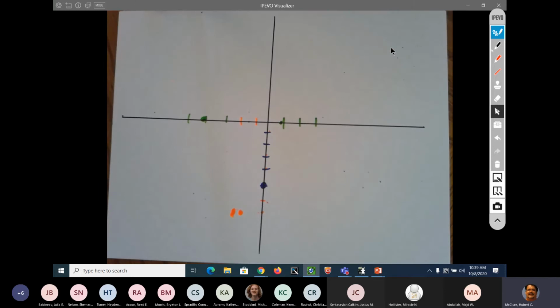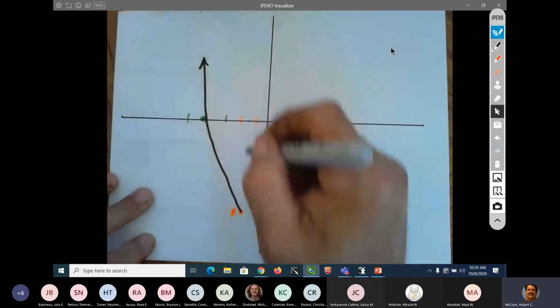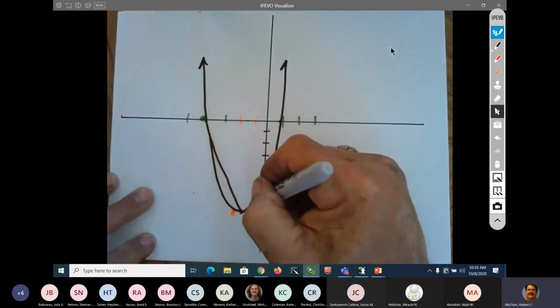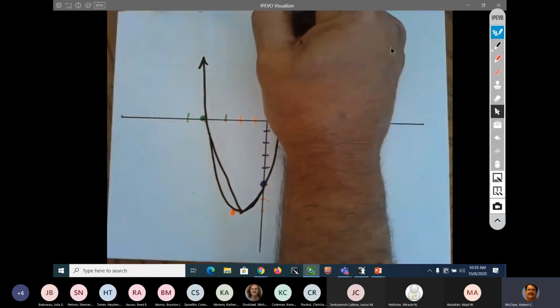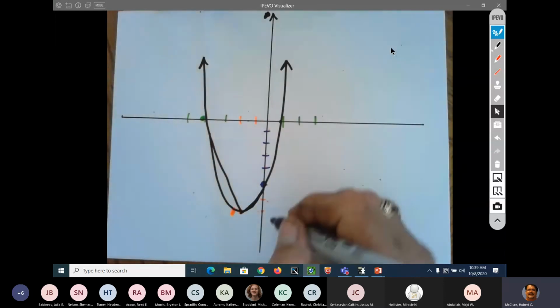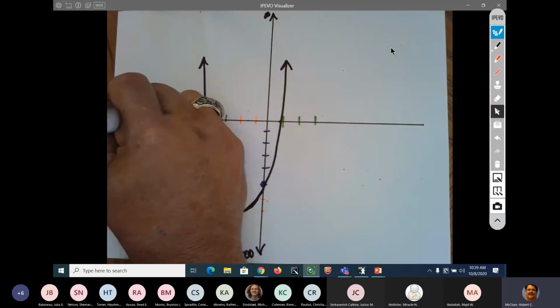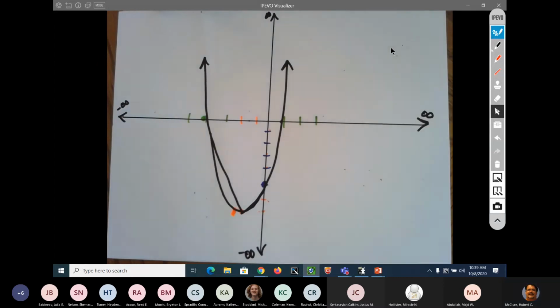So it looks to me like we got some kind of graph that looks like this. Of course, it needs to be a little bit more rounded. There we go. And of course, this is positive infinity, this is negative infinity, this is negative infinity, and this is positive infinity.